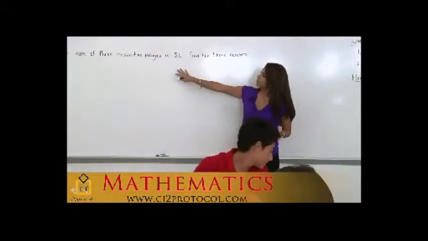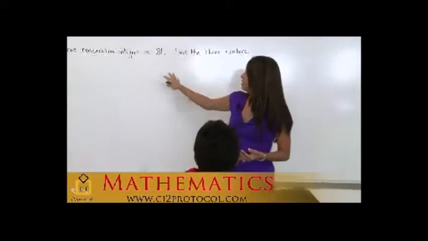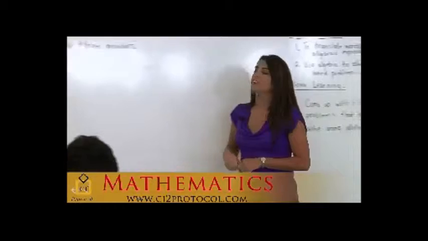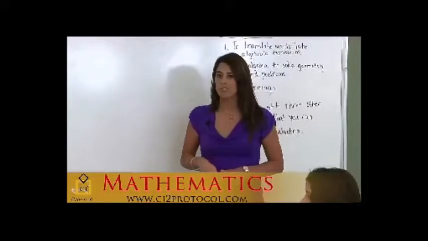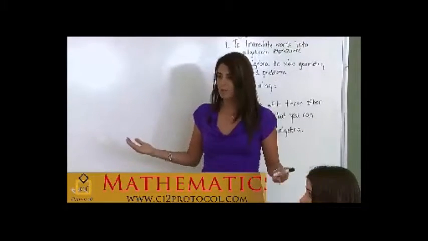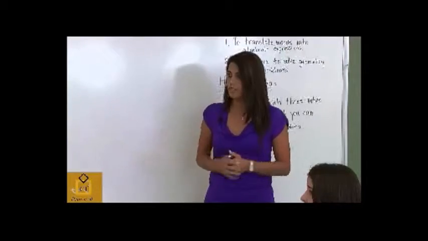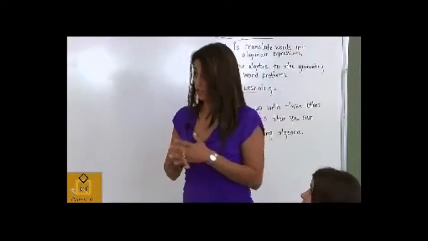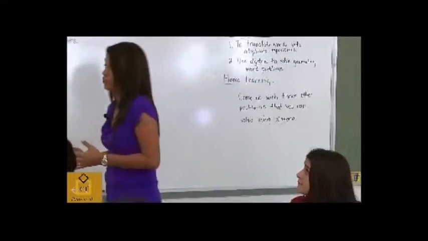This is a problem right here. The sum of three consecutive integers is 81. Find the three numbers. Do you ever wonder why? What's the purpose? Well, today we're going to learn how to link it to make it purposeful for you.